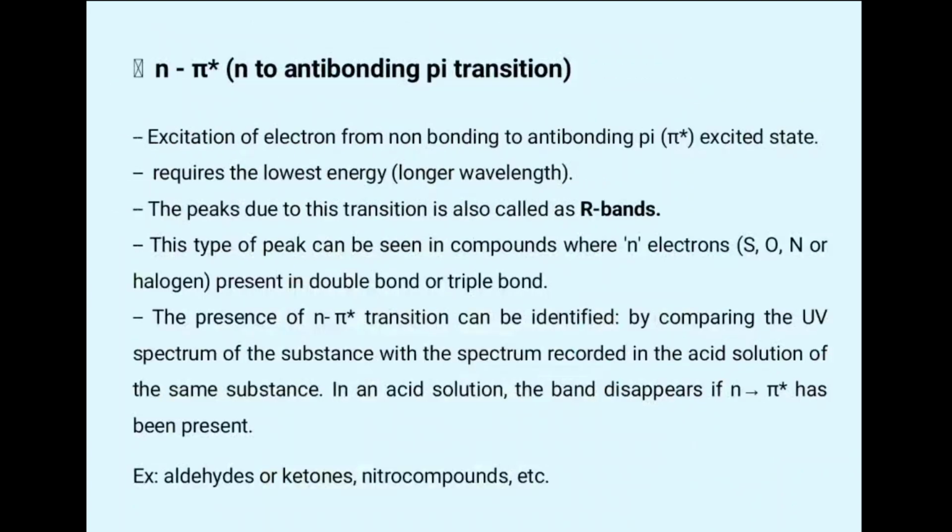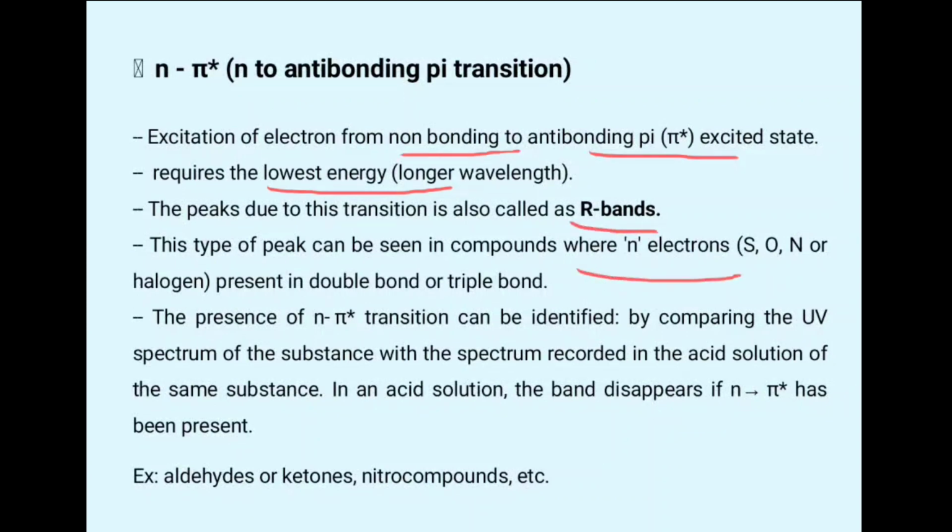What is n to antibonding pi transition? In this transition, there is excitation of electrons from non-bonding to anti-bonding excited state. And this electronic transition requires lowest energy. The peaks due to this transition are called R bands. This type of peak can be seen in compounds where n electrons are present in double bond or triple bond.